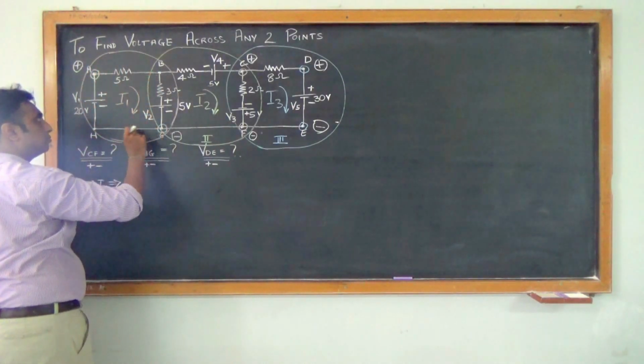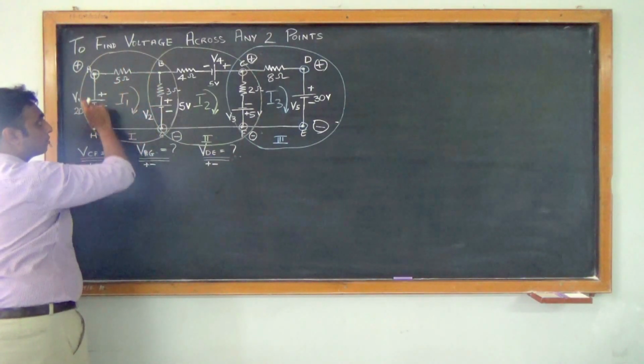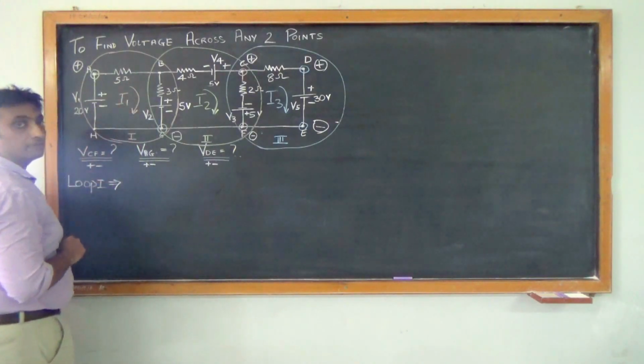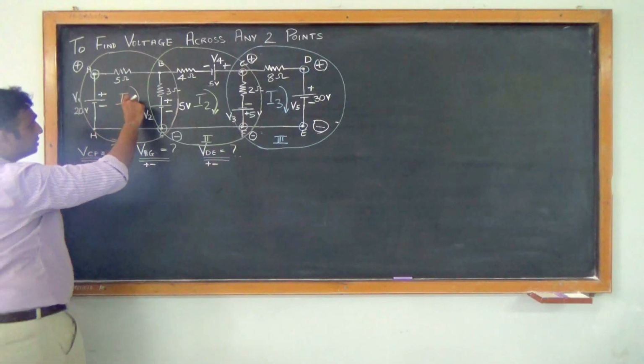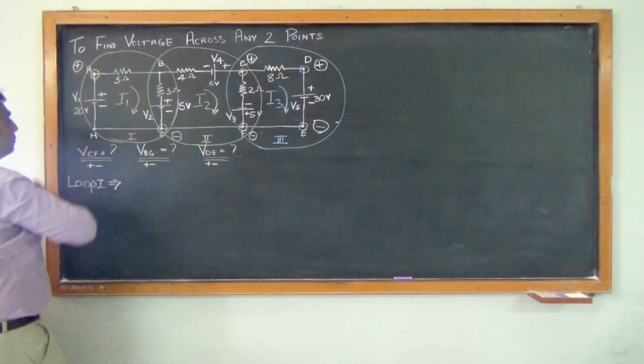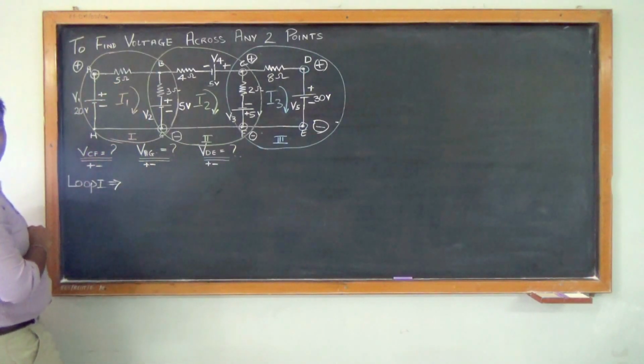So see how my finger is moving? It's moving in which direction? Clockwise direction. So this clockwise direction is matching with the direction of I1. So if it is matching with the direction of I1, which is also clockwise, the value will be positive. So it will be plus 20.